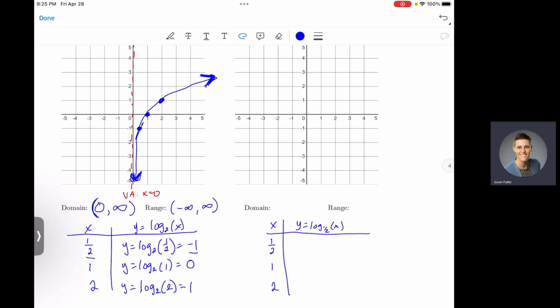So if x is 1/2, then y is going to be log base 1/2 of 1/2. That says 1/2 to what power gives me 1/2? And that answer is 1.